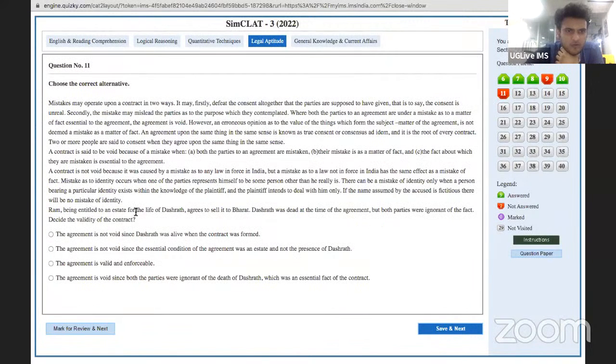Ram, being entitled to an estate for the life of Dashrath, agrees to sell it to Bharat. Dashrath was dead at the time, and both parties were ignorant of the other side, the validity. Contract?